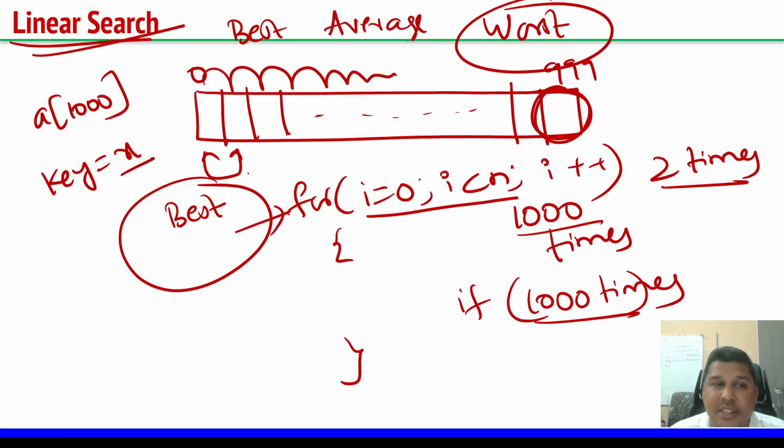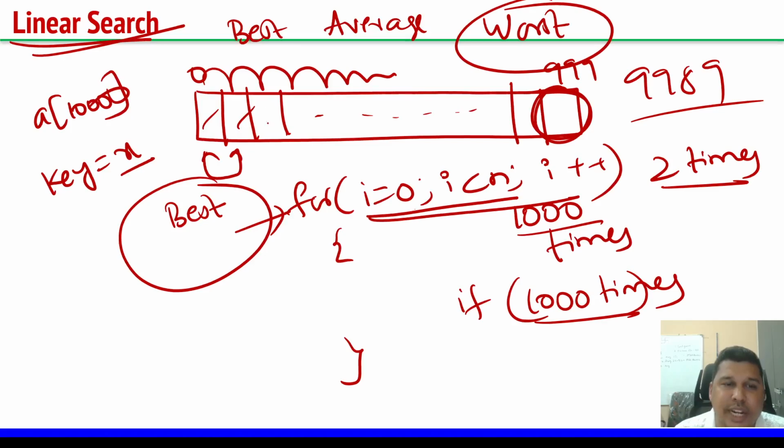What if the array size is 10,000 and the element which you are searching is at the 9989th location? Again it's a problem. We have to repeat this so many times, with unnecessary checks, simply repeating index 0, index 1, index 2, and so on, always like this. So this is one drawback of linear search.